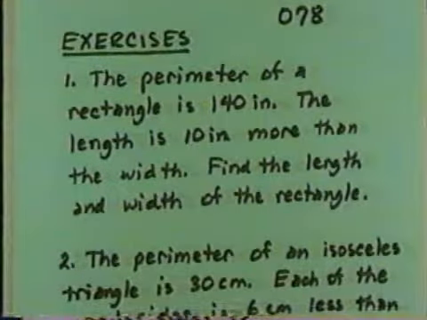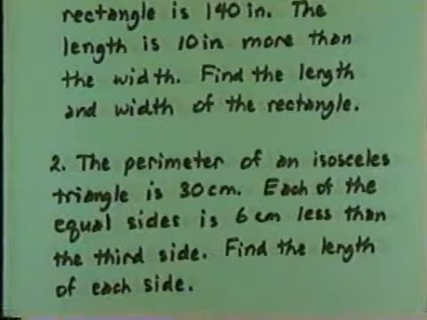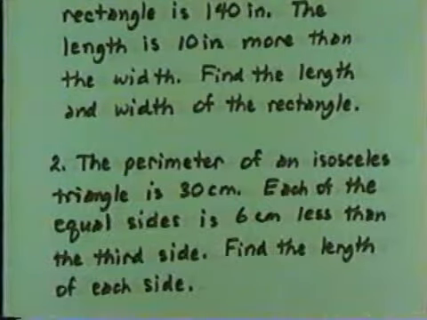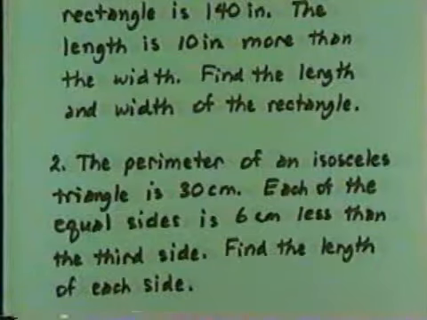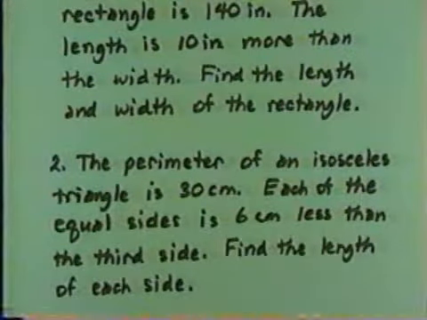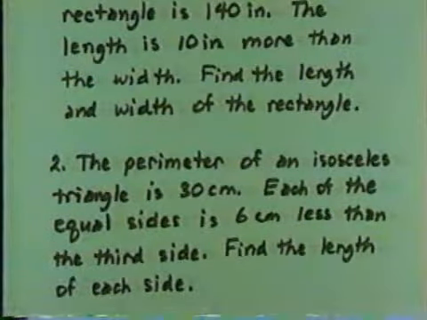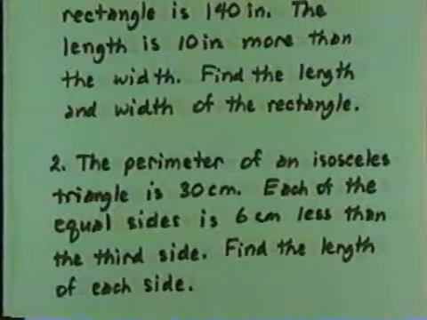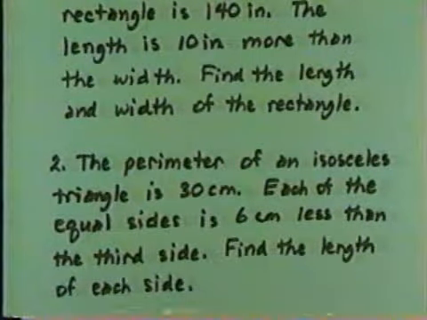Second exercise. The perimeter of an isosceles triangle is 30 centimeters. Each of the equal sides is 6 centimeters less than the third side. Find the length of each side.